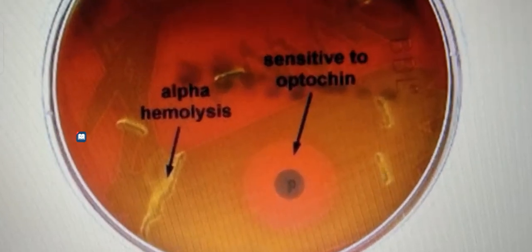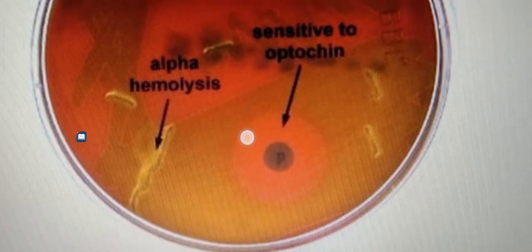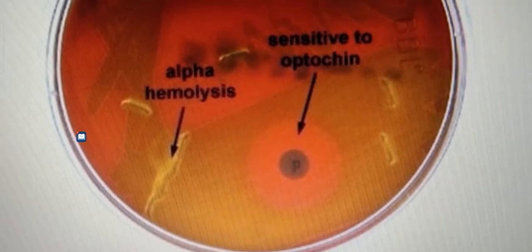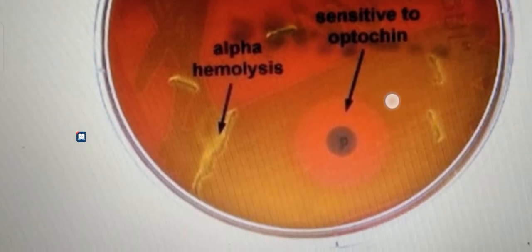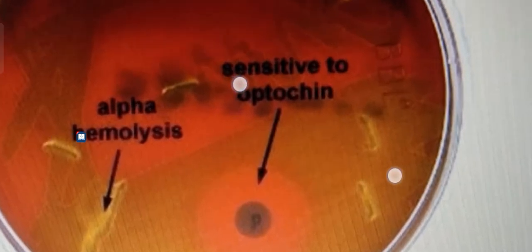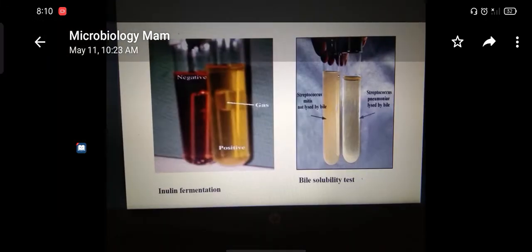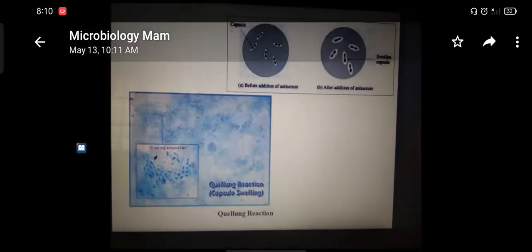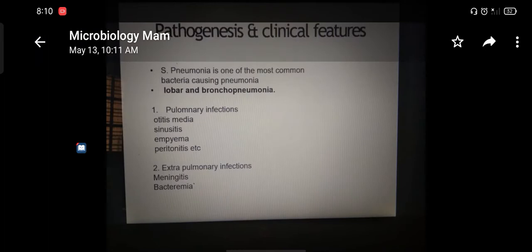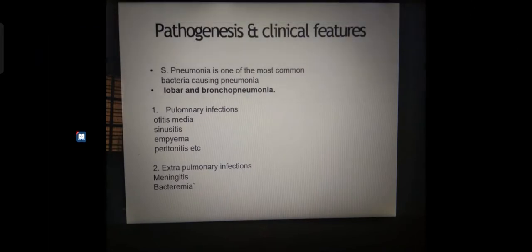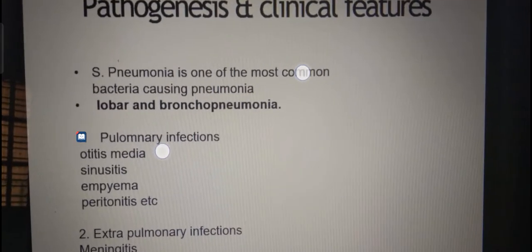Here you can see blood agar, where alpha hemolysis will be seen, and optochin sensitivity will be seen. We will discuss optochin sensitivity shortly, so don't worry about that. Here we will discuss the pathogenesis of this pneumococcus.